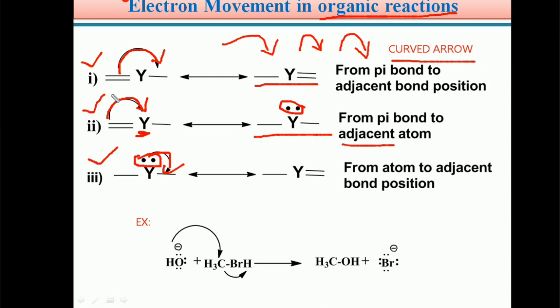First, a pair of electrons is moved from a pi bond to the adjacent bond position, or from a pi bond to the adjacent atom. Then, a pair of electrons from an atom to the adjacent bond position. Generally these are denoted with a curved arrow or curly arrow.